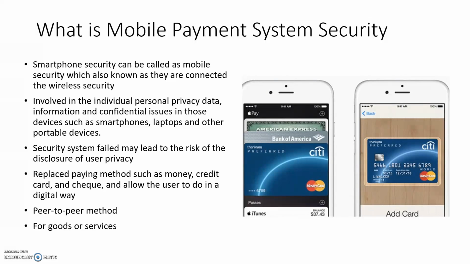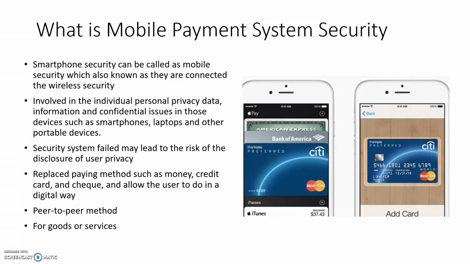The most concerning part of smartphone security is that it involves individual personal privacy data, information, and confidentiality issues. Mobile system security must ensure security for devices such as smartphones and other portable devices, to avoid disclosure or trade of vulnerabilities to the devices that are connected. Once the system fails, it may lead to the risk of disclosure of user privacy.